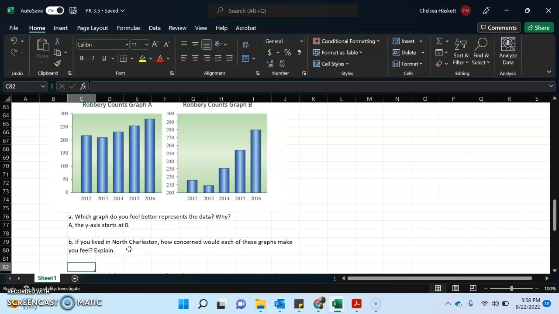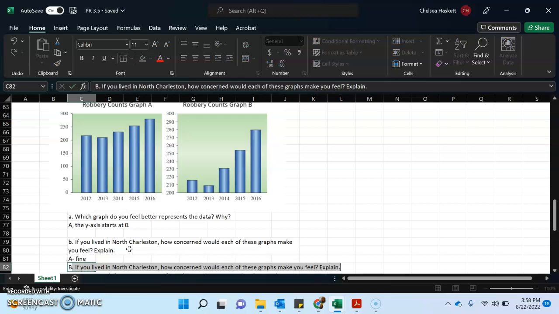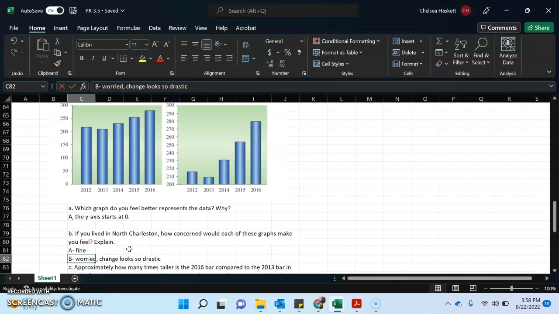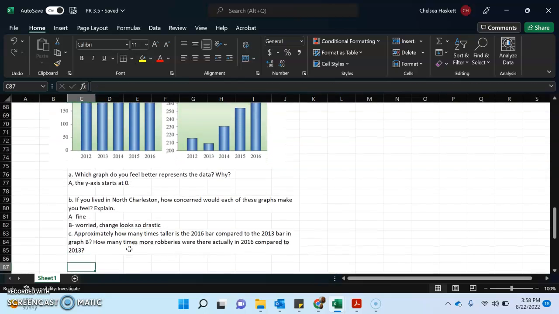If you lived in North Charleston, how concerned would each of these graphs make you feel? Personally, with A, I would be okay with it. The robberies are going up, but not crazy amounts. But when I look at graph B, oh, it looks really scary. I'd be really worried. The change looks so much more drastic. I don't know if I would want to move into this area.